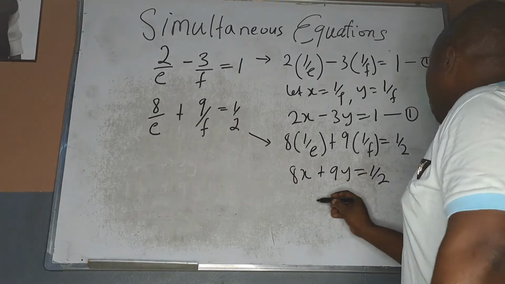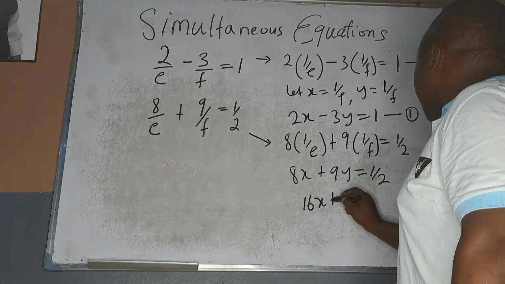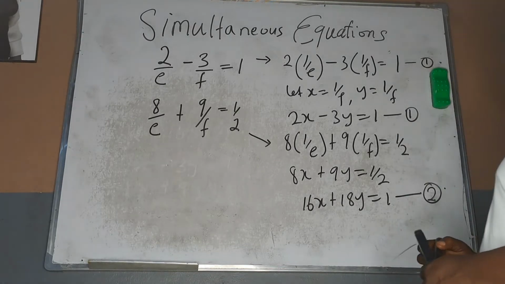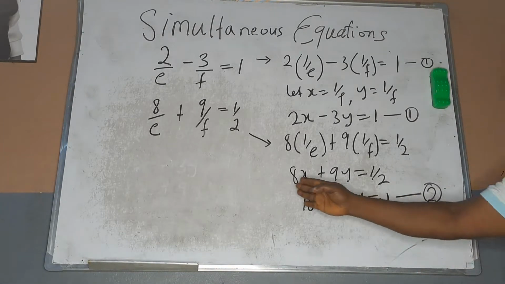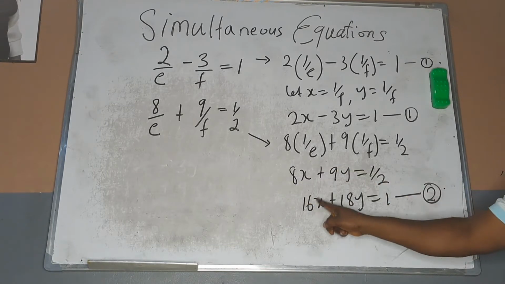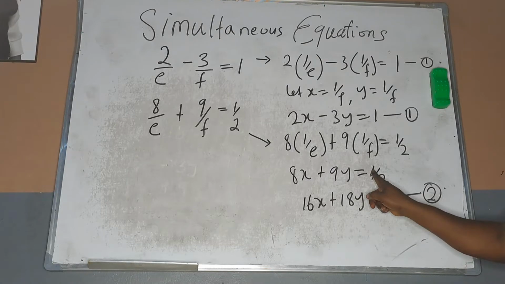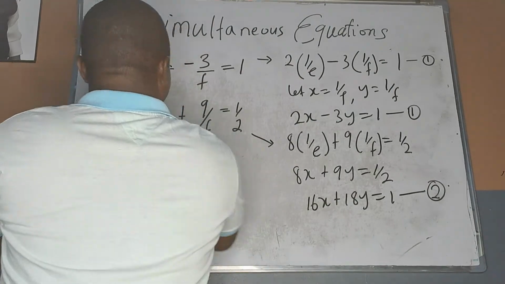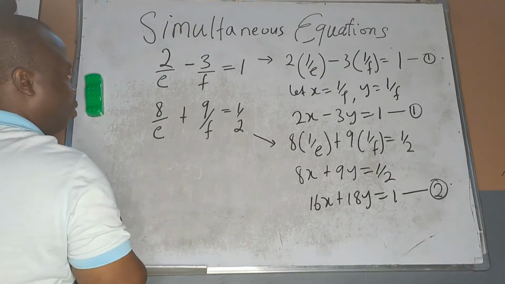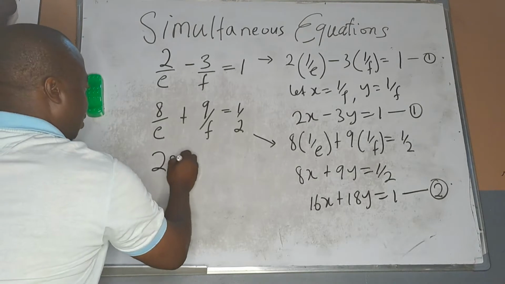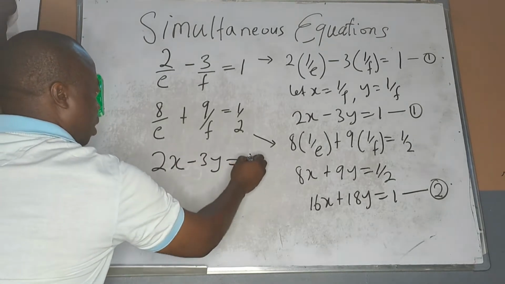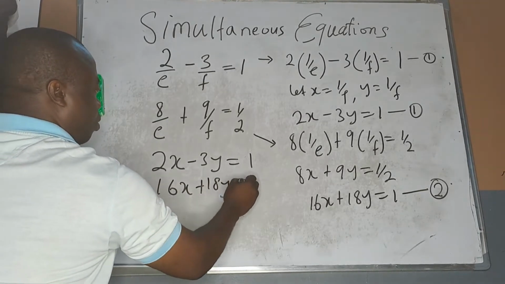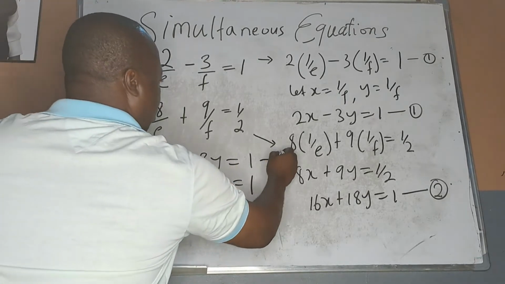I multiply by 2, I will have 16x plus 18y equals 1. This forms our equation 2. We just multiply by 2, it becomes 16, 9 times 2 is 18, 1 over 2 times 2 is 1. So we have this. Look at the equations we're having now to solve: 2x minus 3y equals 1 and 16x plus 18y equals 1. These are equation 1, these are equation 2.